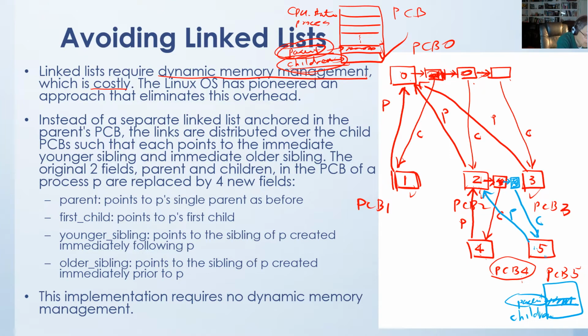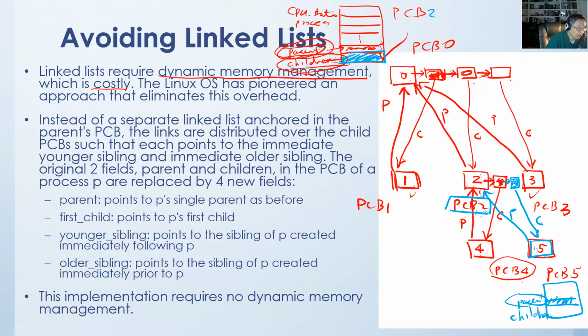So this is going to update PCB2, right? For PCB2, they will update this field to include an additional child, which is process 5. So that's the linked list implementation. Now this is kind of costly because every time you create something, you're going to create a pointer to the child and then a pointer back to the parent.